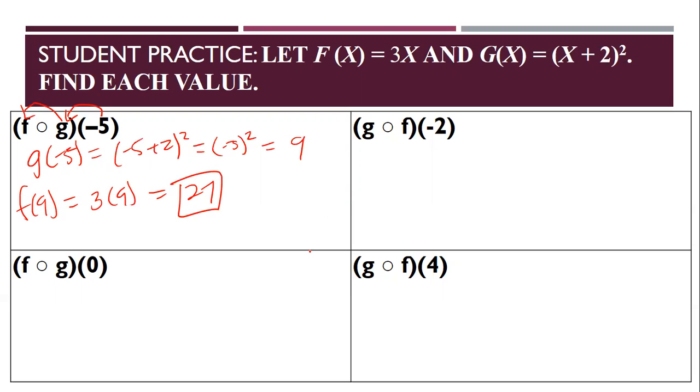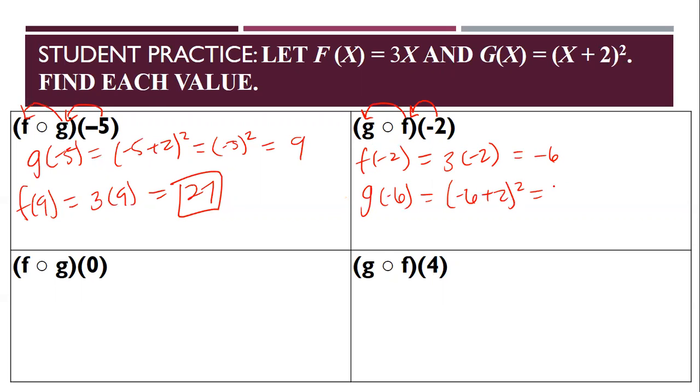On the next one, I did it backwards. Remember the hint, you read it from right to left. So I'm taking -2 and plugging it into f. So we get f of -2 equals 3 times -2, which equals -6. I'm going to take the result of that and plug it into g. We get g of -6, which is -6 plus 2 squared equals -4 squared equals 16.